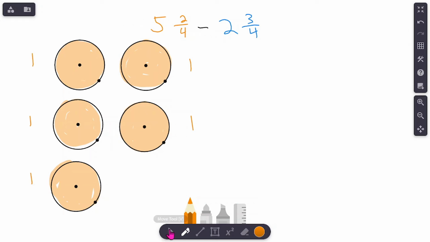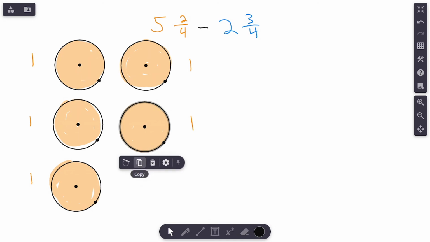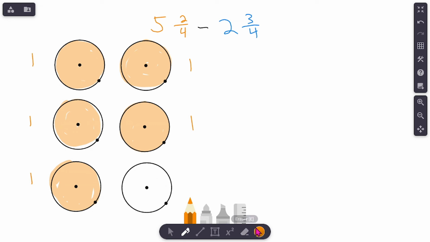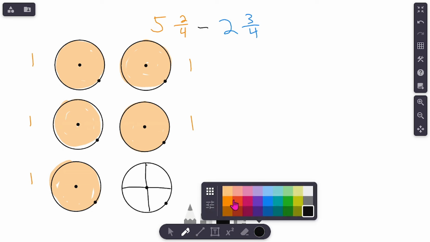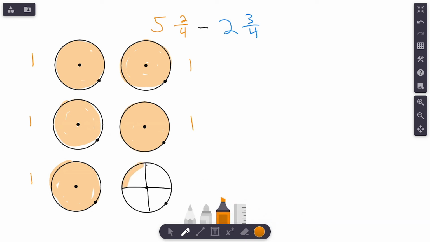Now we need one for 2/4. So let me get one more model. Break this up into 4 equal size sections. That was a bad line. Give me another chance. There we go. Need to color in 2 out of the 4. So here is 1. And here is 2. There we go. All right, so we've got 2/4 represented right here.